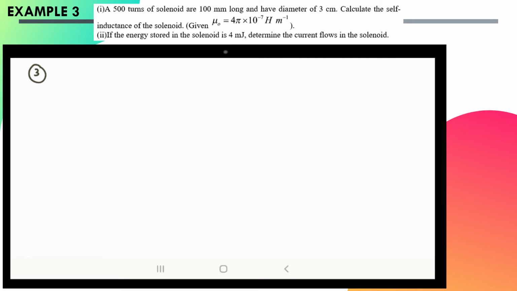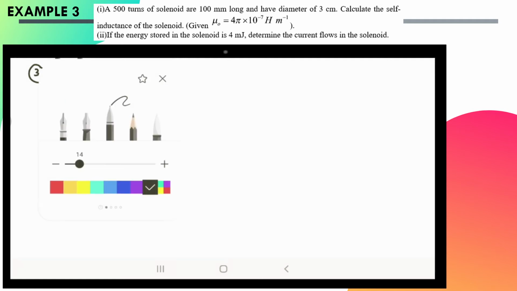Now let's proceed to question number 3. We have 500 turns of solenoid, so let's write N is equal to 500. The length is 100 millimeter, and the diameter is given as 3 centimeter. Since the diameter is 3 centimeter, that means the radius is 1.5 centimeter. Calculate the self-inductance of the solenoid, given that mu naught is equal to 4 pi exponent negative 7 Henry per meter.